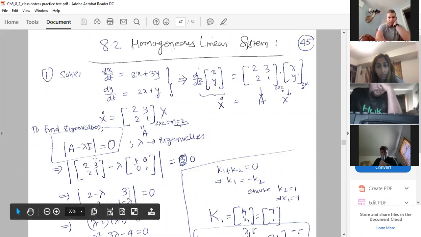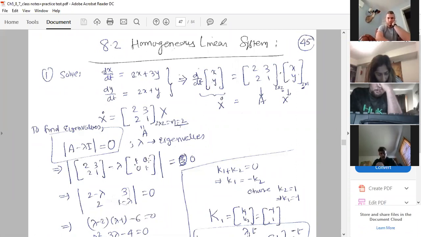Because the size of the matrix is 2 by 2, you have to have the same size for the identity matrix: 2 by 2, with 1, 0, 0, 1. That's the identity matrix. Suppose you are working with a 3 by 3 matrix, you will get here 1, 0, 0, 0, 1, 0, 0, 0, 1, like this, right?